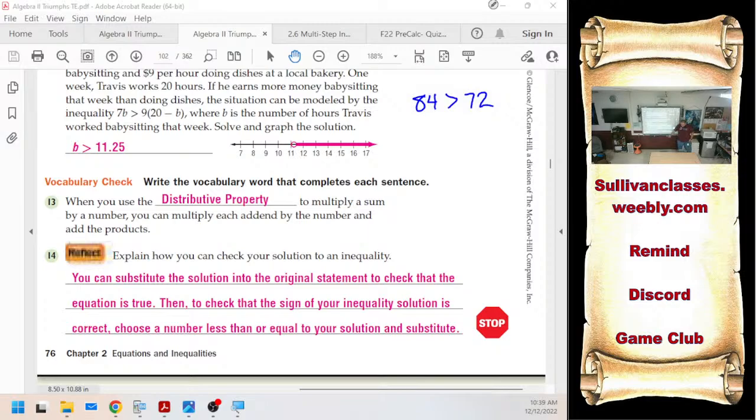Okay. Now the problem with it is it's a whole range, right? The arrow goes that way forever. So you could pick anything in that direction and it's going to make it true. You could pick 12, you could pick 12 million. It's still going to be right. Okay?